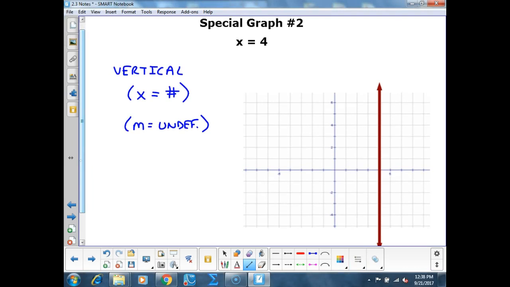What can you tell me about special graph number 1 and special graph number 2 in relation to yesterday? They are perpendicular. Yes. Okay. Horizontal lines are perpendicular to vertical lines.